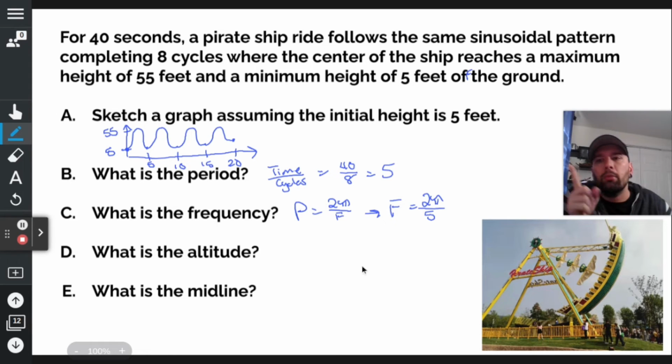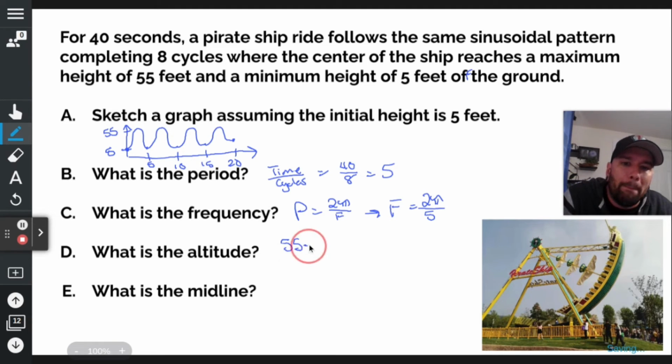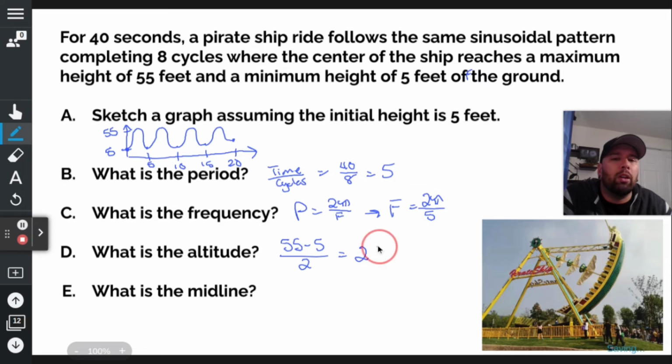Now the altitude. Oh, the devil's tempting you to say 50, isn't he? You're thinking, yes, the very tippy top minus the very bottom, that's my altitude. No, that's my total displacement, I guess you could say. But the altitude is the top minus the bottom divided by 2, which is 55 minus 5 is 50, 50 divided by 2 is 25.